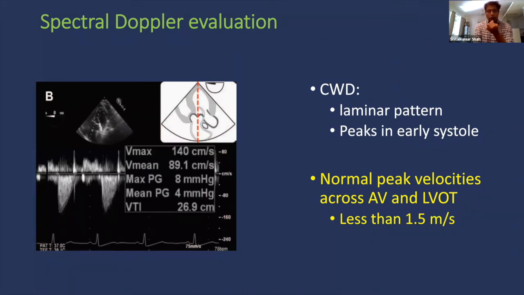Spectral Doppler evaluation by continuous wave Doppler in the previous 2 views, as discussed. Remember, try to put a color flow first, see where there is a maximum flow. Accordingly, put your cursor for spectral Doppler and apply the continuous wave Doppler beam. It's a laminar flow in a normal aortic valve, peaking in early systole. And the normal peak velocities across both aortic valve and LVOT should be less than 1.5 meter per second.